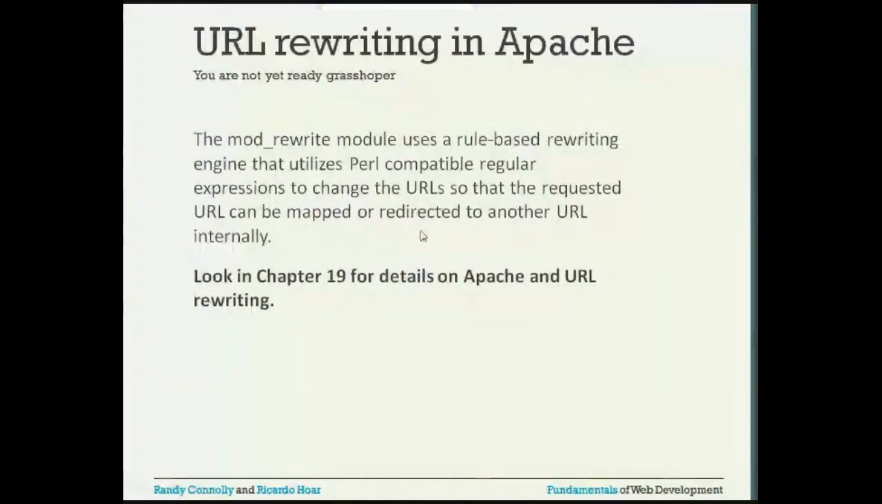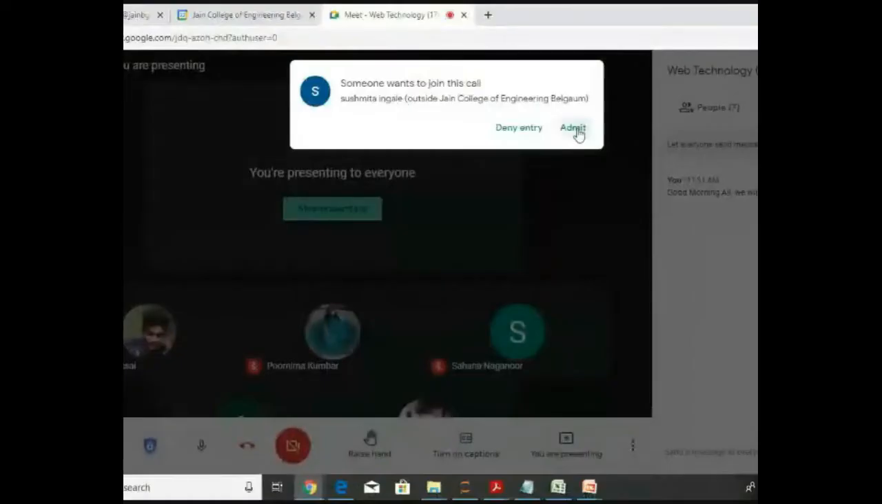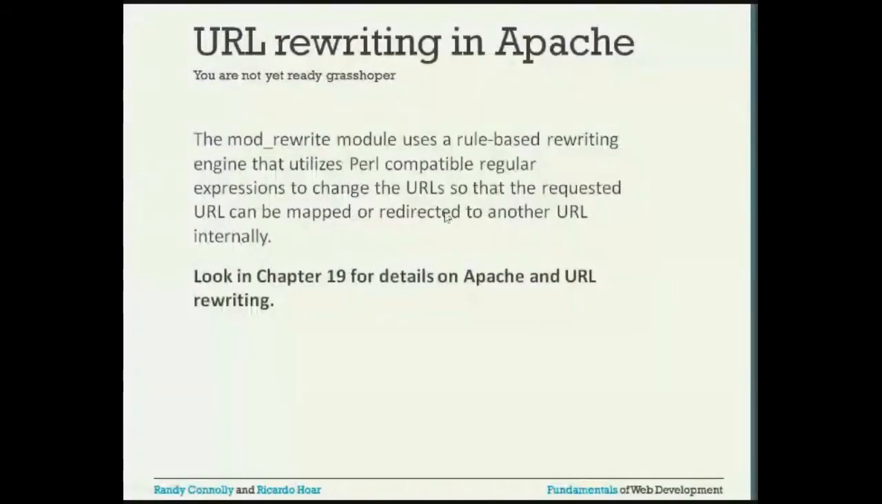In case of Apache, how do we do the URL rewriting? The mod_rewrite module uses a rule-based rewriting engine that utilizes Perl compatible regular expressions to change the URLs so that the requested URL can be mapped or redirected to another URL internally. So in case of Apache, the module mod_rewrite is used for either changing the URL or redirecting to another URL internally, and that utilizes Perl compatible regular expressions to change the URLs.